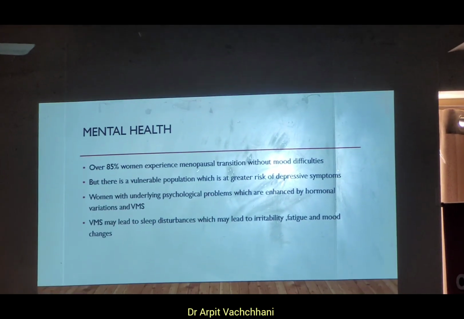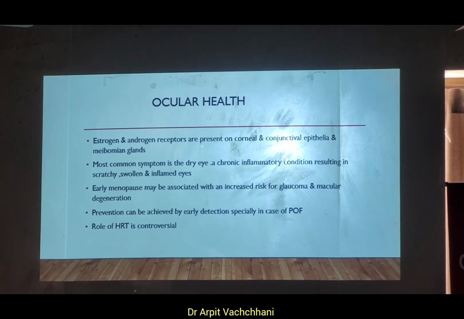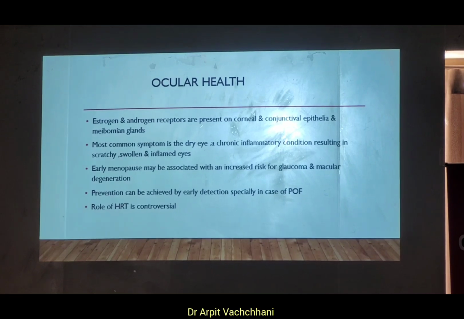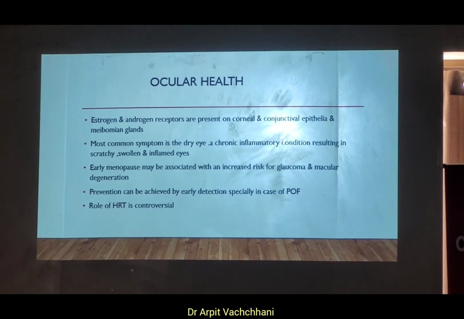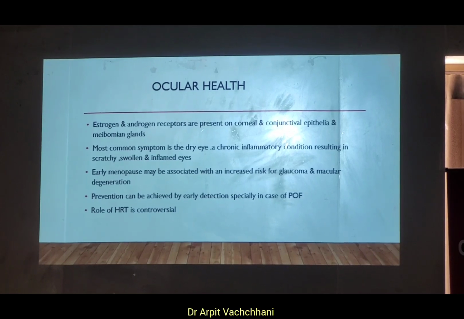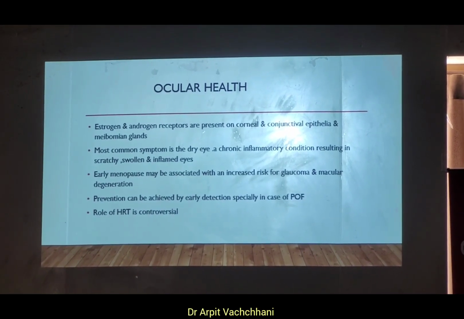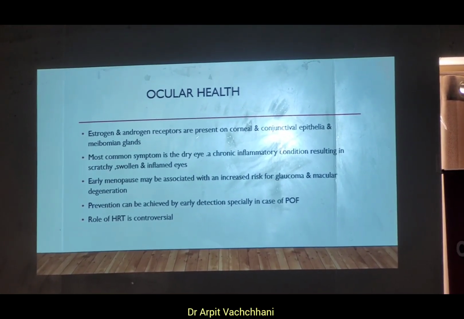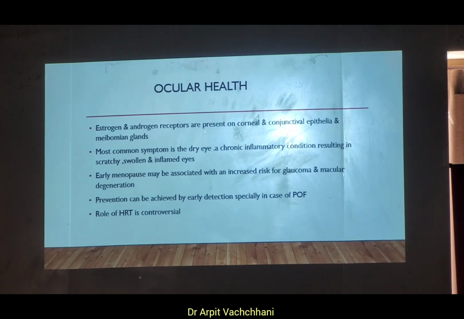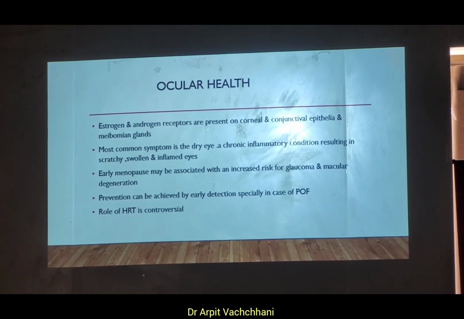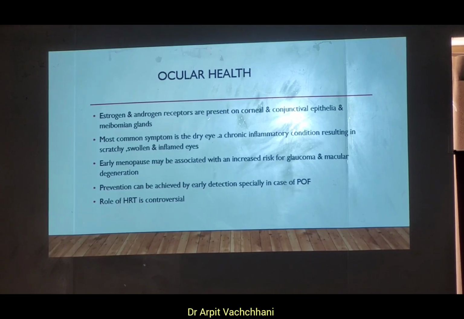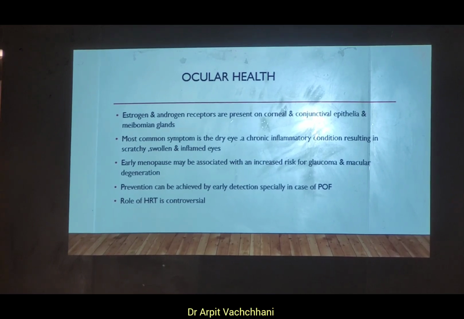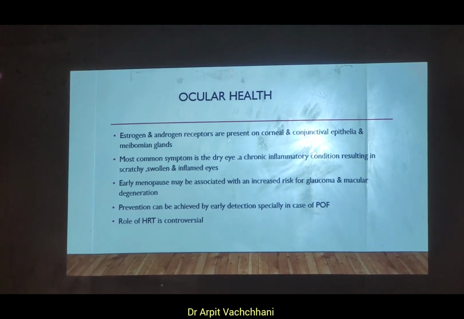Mental health will be taken by a speaker, so I am not going into details. Something about the ocular health. The estrogen and androgen receptors are present on corneal and conjunctival epithelium and the meibomian glands. So the most common symptom with which the patient may come is dry eye. And the one thing that you should keep in mind is that for patients having premature ovarian insufficiency, early menopause may be associated with an increased risk for glaucoma and macular degeneration. So if any patient comes to you having premature ovarian failure, then send that patient to an ophthalmologist for frequent visits for early detection of glaucoma. In this way you can help your patient.